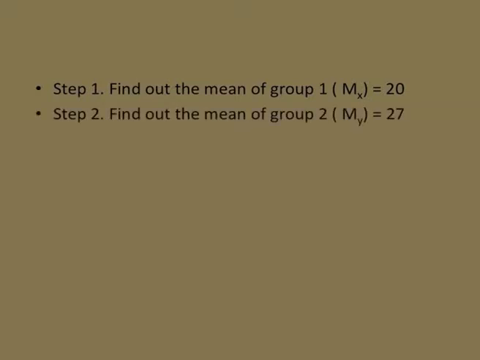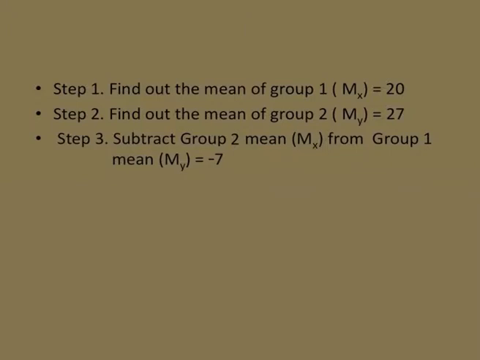The procedure for computing the independent t follows these steps. Step 1. Find out the mean of group 1, which will be equal to 20. Step 2. Find out the mean of group 2, which will be equal to 27. Step 3. Subtract the mean of group 2 from the mean of group 1, and this will be equal to 20 minus 27, which will give us a value of minus 7.